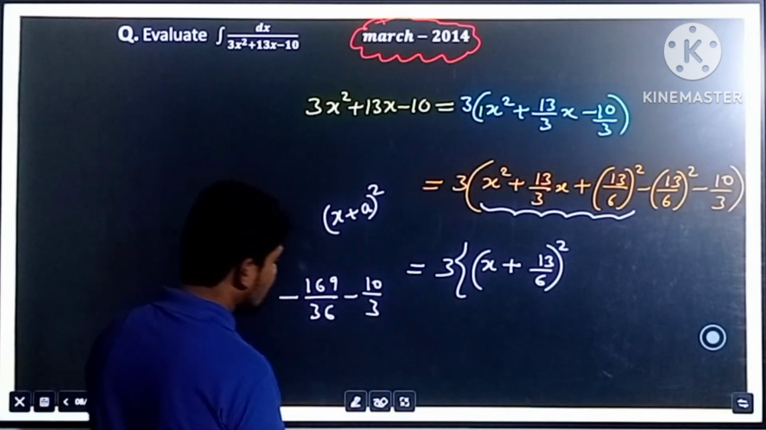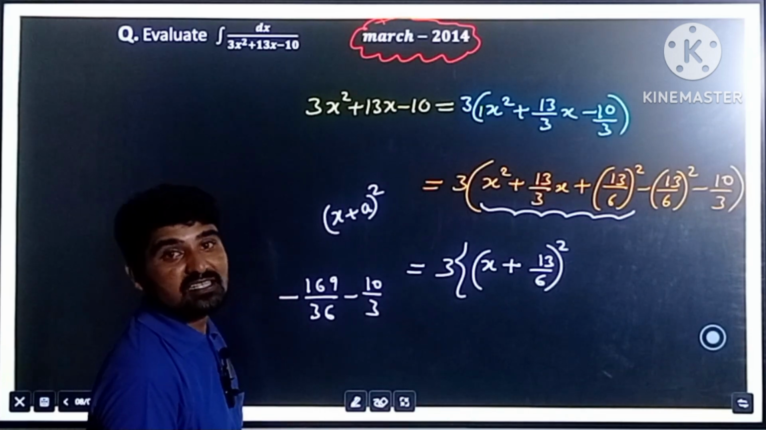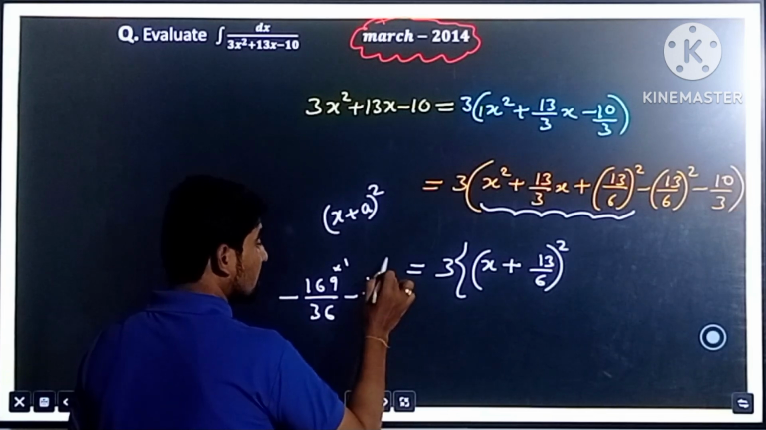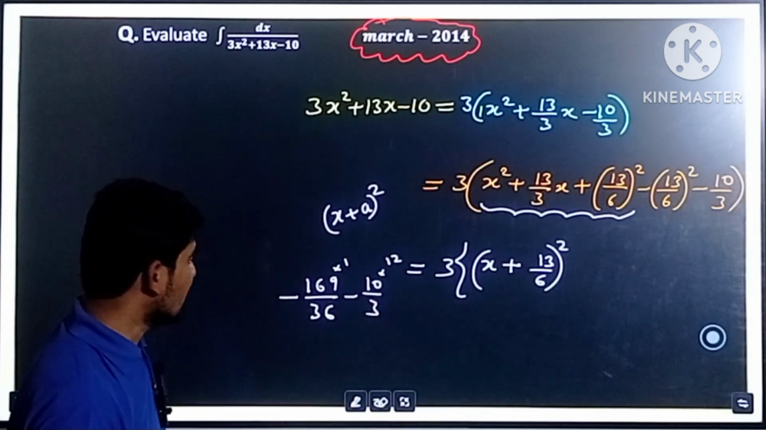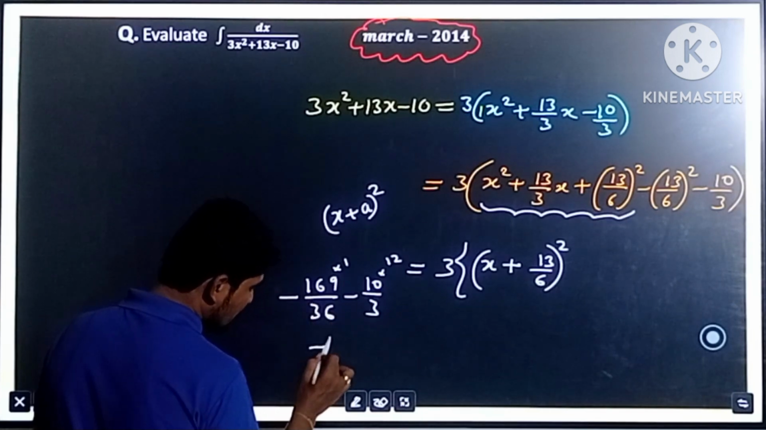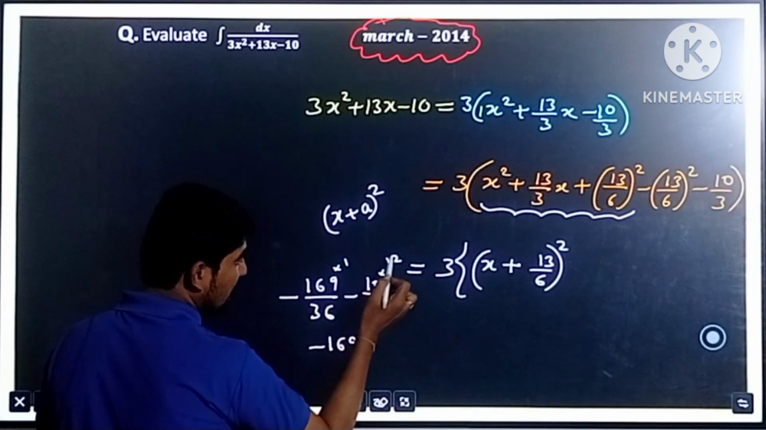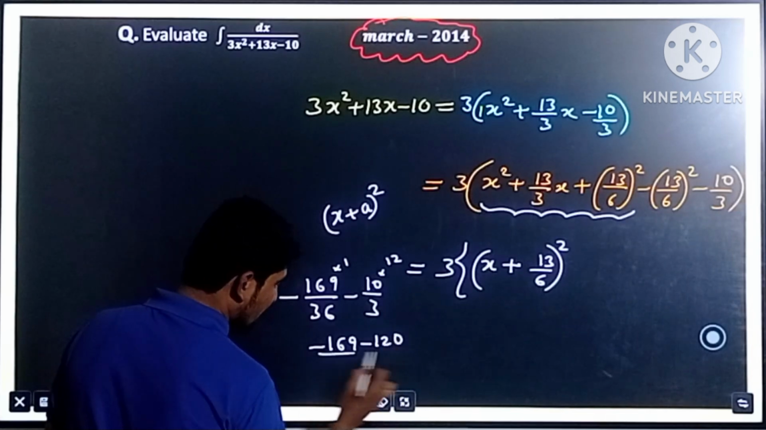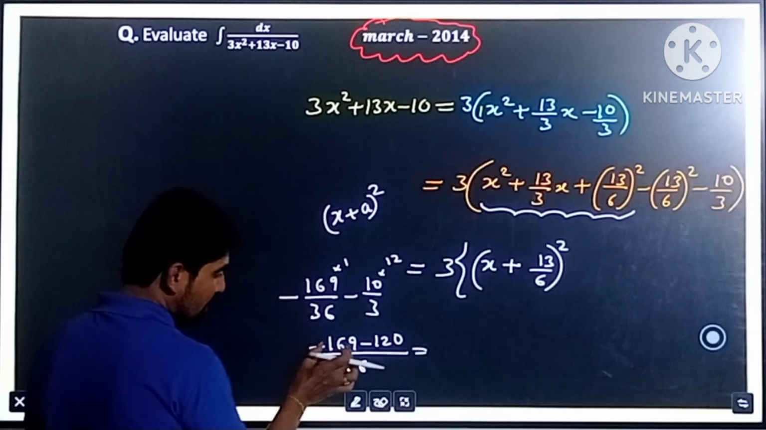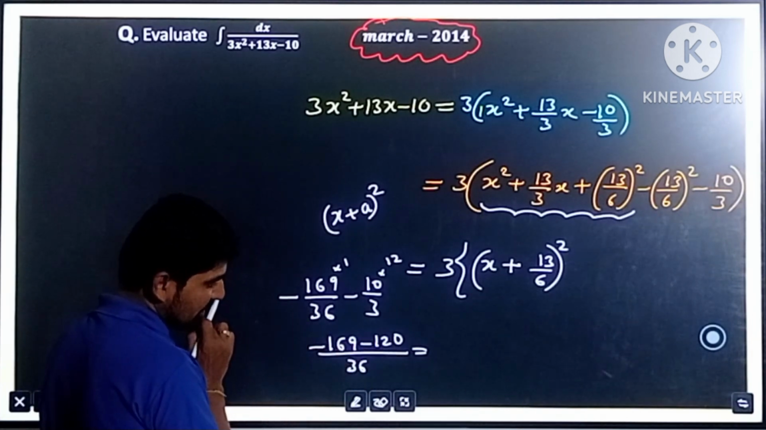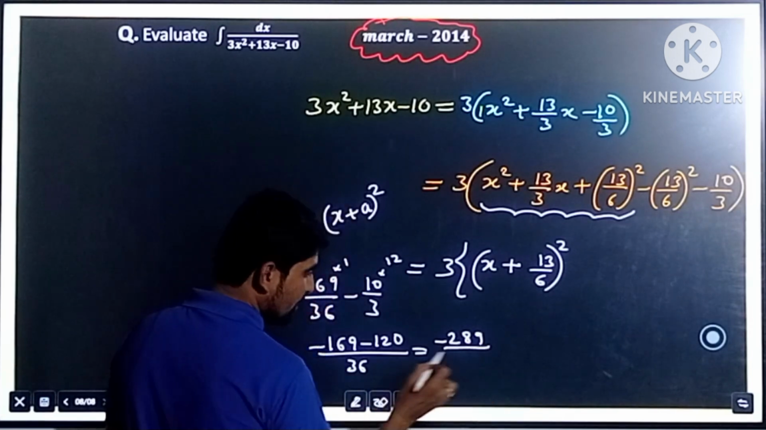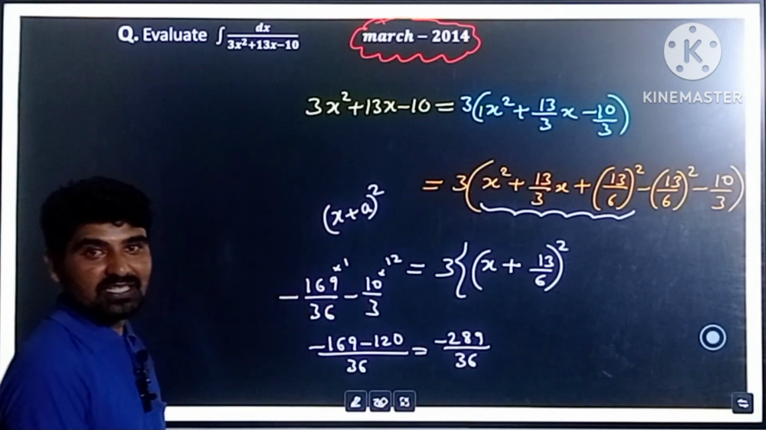Now what is the LCM of 3 and 36? The LCM of 3 and 36 is 36. So here multiply by 1 and here multiply by 12. I hope all of you are understanding. Now this is equal to minus 169 minus 10 into 12, which is 120, divided by the LCM 36, which is equal to minus 169 minus 120. What is that? Minus 289 divided by 36. I hope all of you are understanding.